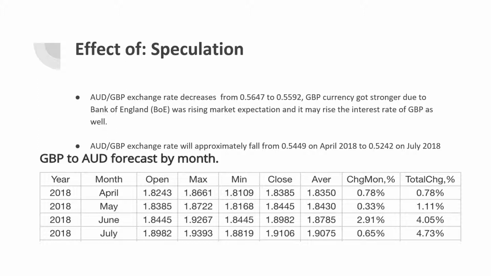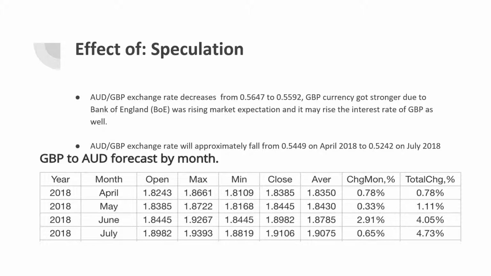I'll be talking on the speculation of the Australian dollar exchange rate. It went from an Australian dollar to 0.5647 Great Britain pound, and decreased to an Australian dollar to 0.5592 Great Britain pound. The GBP currency got stronger because the Bank of England, the BOE, was raising market expectation and it may raise the interest rate of the Great Britain pound as well.